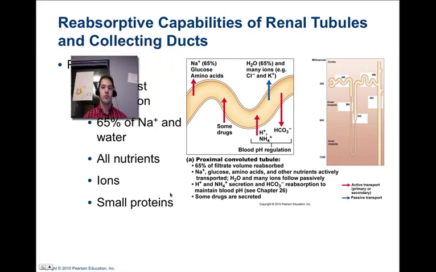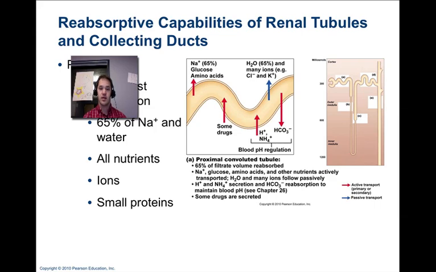Okay, so what parts of the renal tubules absorb what? So the proximal convoluted tubule is where most reabsorption happens. 65% of the filtrate volume is reabsorbed. So 65% of sodium and water, and almost all of your glucose and amino acids are reabsorbed here.